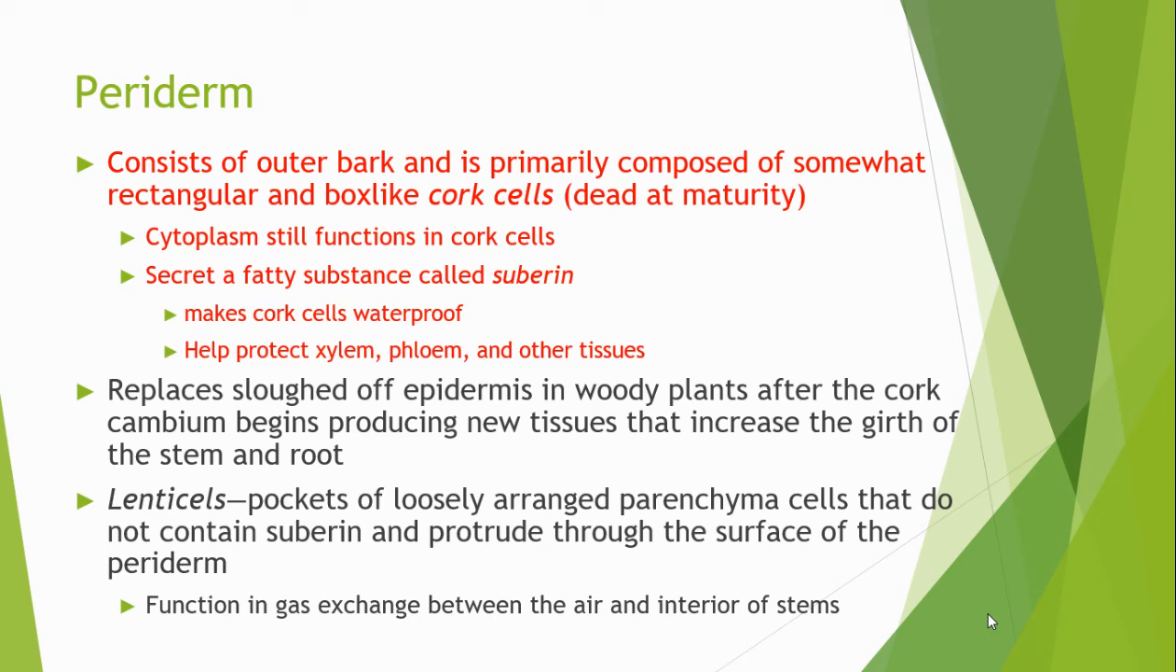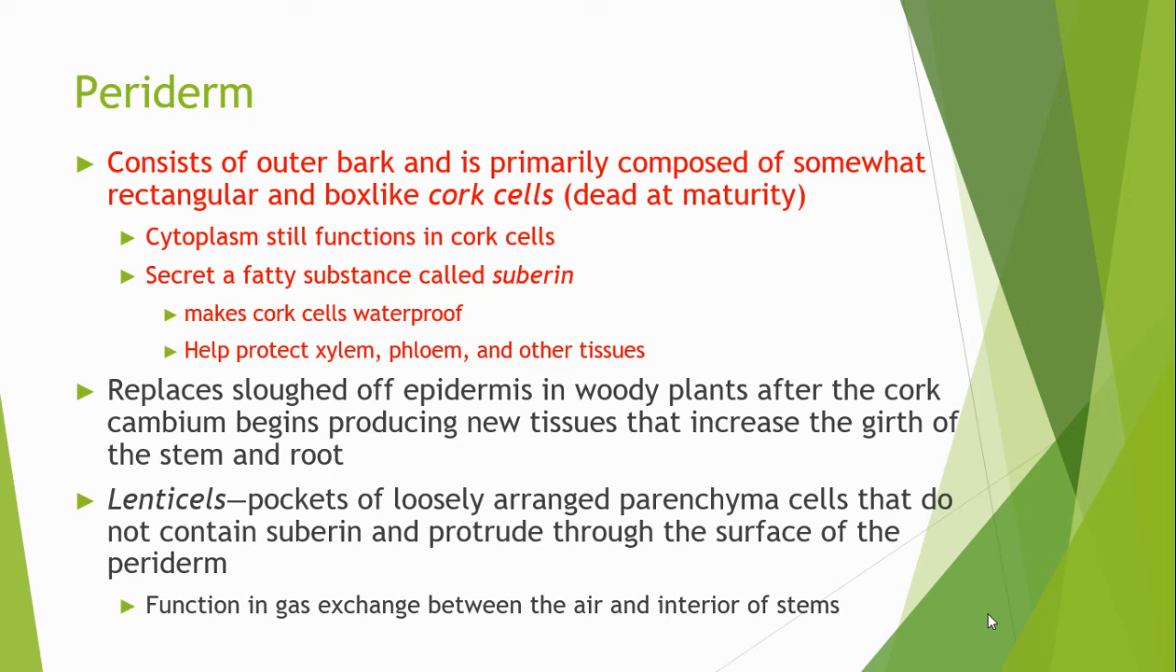I believe this is where we're going to be ending here soon, with the periderm. It consists of outer bark and is primarily composed of somewhat rectangular and box-like cork cells, which are dead cells. Cytoplasm still functions in cork cells, and it secretes a fatty substance called suberin. It makes cork cells waterproof, and it helps protect xylem, phloem, and other tissues.